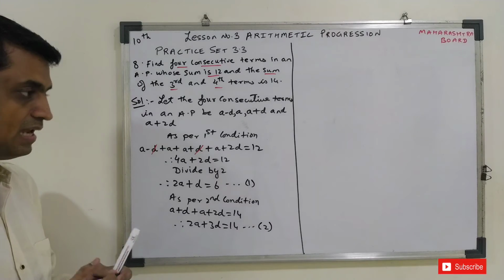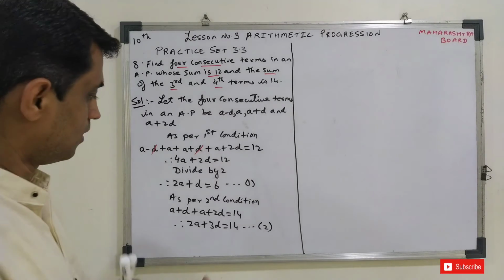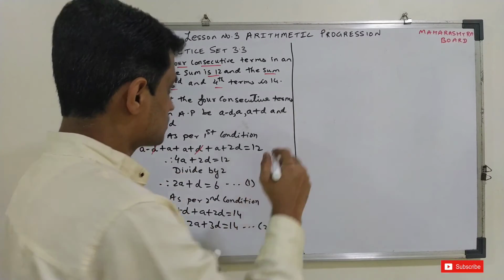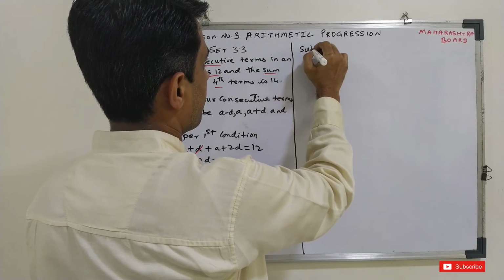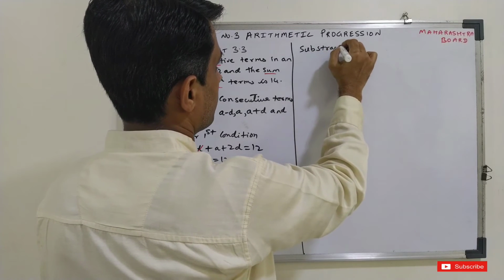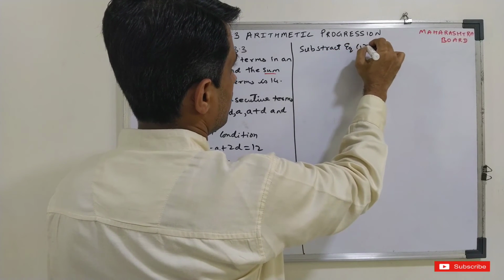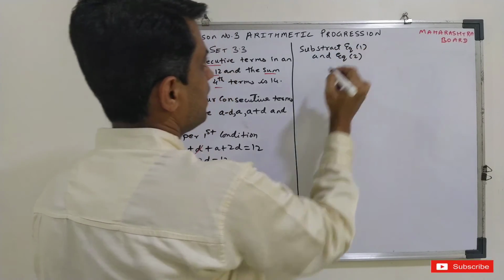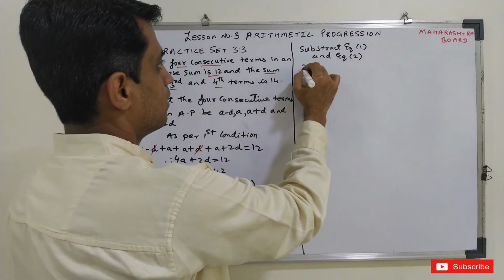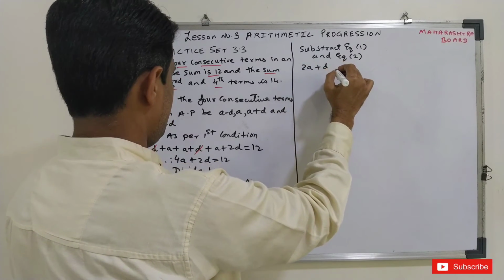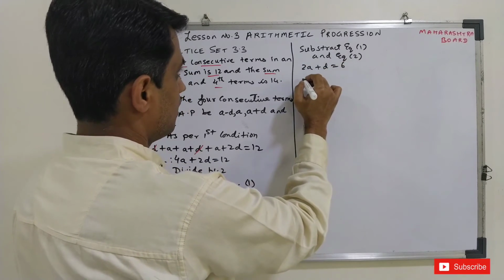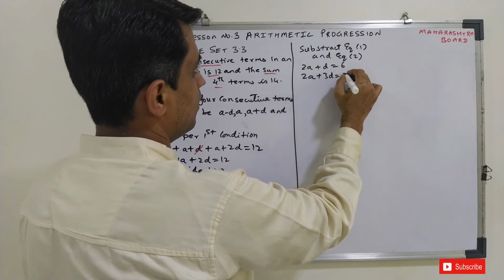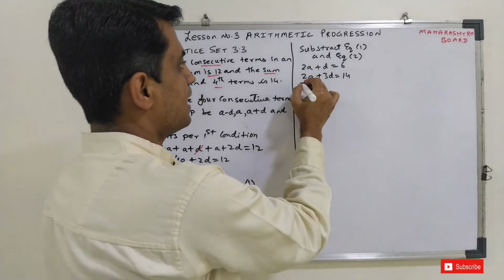So we got a linear equation type. Yes or no? Now 2A and 2A will subtract. So subtract equation number 1 and equation number 2. So 2A plus D is equal to 6 and 2A plus 3D is equal to 14. Sign change.